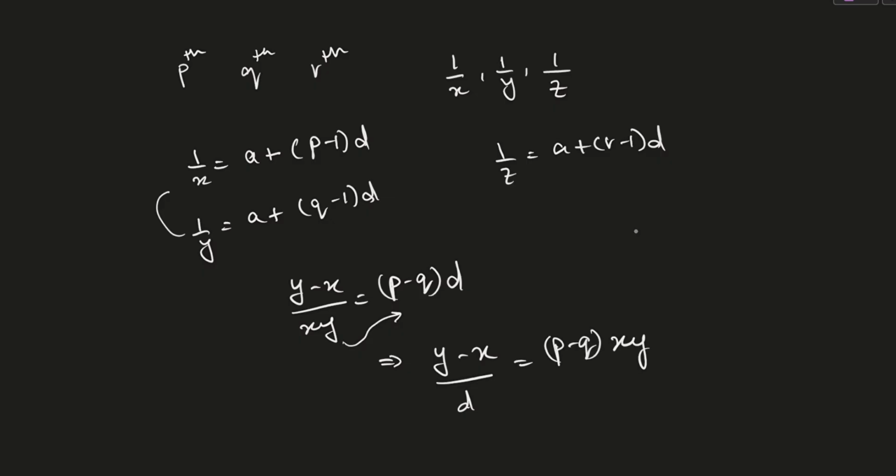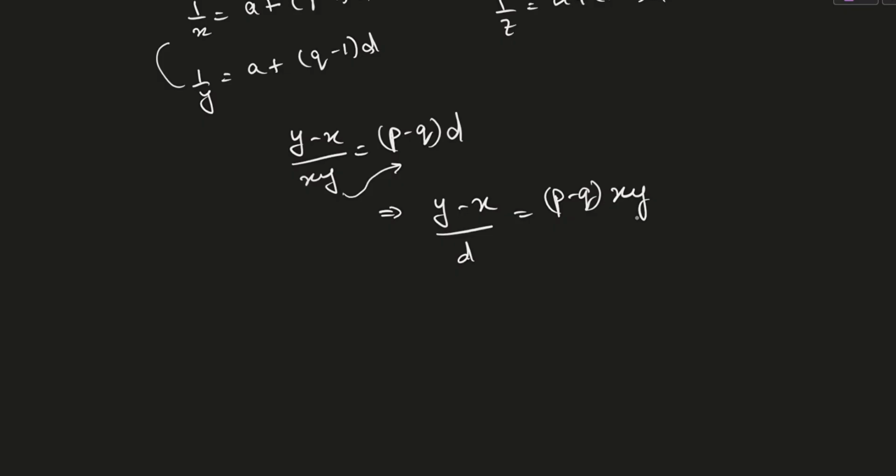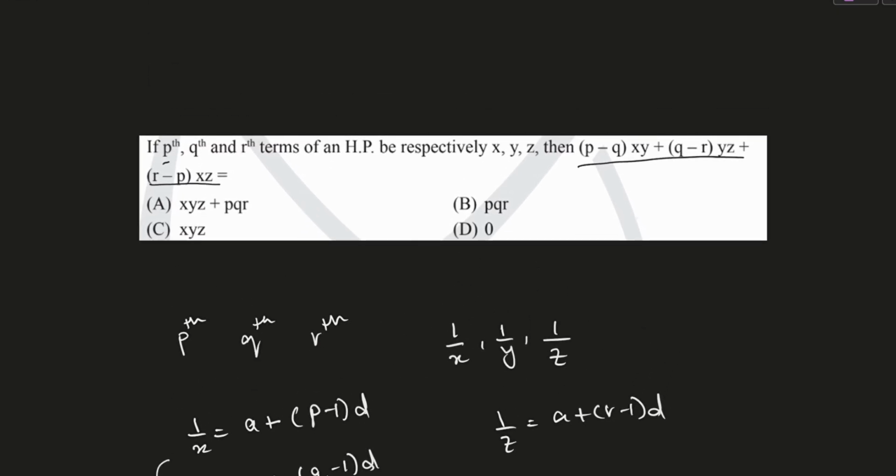Similarly, we'll get the other two terms as x minus z by d, and the third term as z minus y by d. Okay. And when we add these three terms, we'll be getting the answer as 0. Okay. So my final answer would be 0.